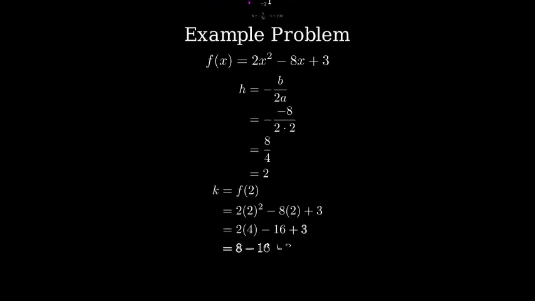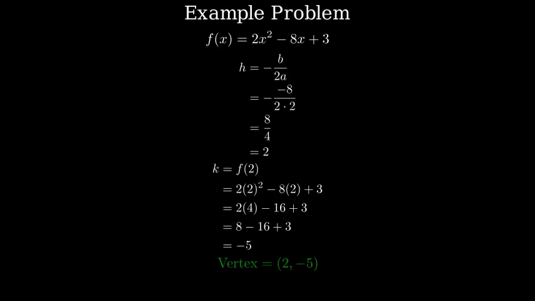Next, we calculate k by evaluating f of 2. That's 2 times 2 squared, minus 8 times 2 plus 3. This gives us 8 minus 16 plus 3, which equals negative 5. So the vertex is at the point 2, negative 5.